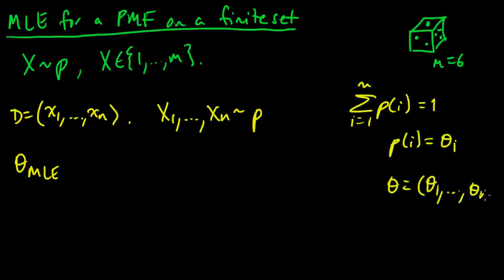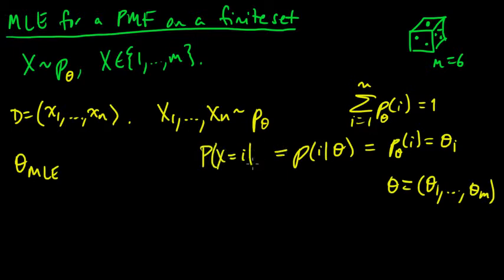We'll have a vector of parameters theta 1 through theta m, and we'll parameterize these distributions by this theta. To make that explicit, let's denote, to emphasize that it's the p with that theta, p sub theta here. So this is parameterized according to theta. And to be consistent with our earlier notation, let's write it as p of i given theta. By this I just mean the probability that x equals i given theta.